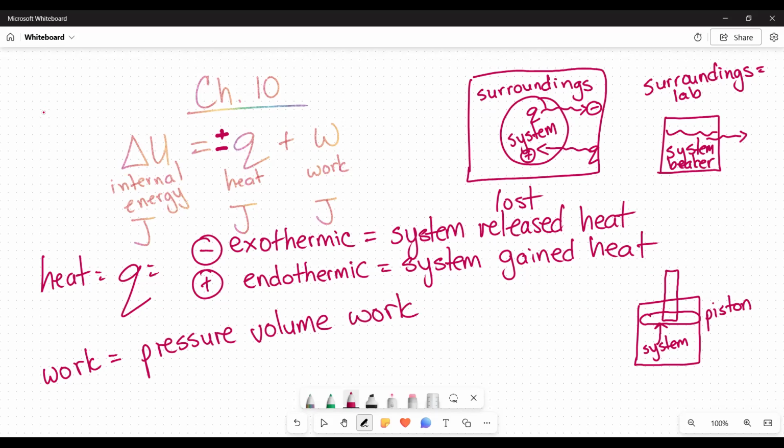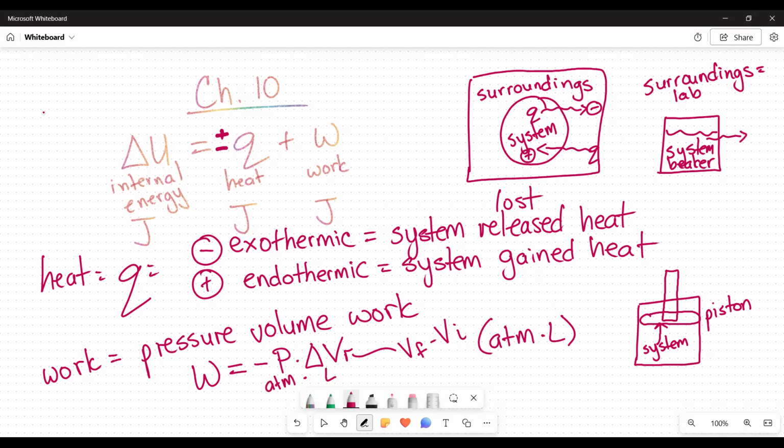We need to know how to do this calculation. Work equals negative P times delta V, and delta is always final minus initial, so this is volume final minus volume initial. The units are weird: atm times liter, because you have pressure in atm, times change in volume, in liters. But you can convert it into joules. I think it's 101.325 or something. So you can convert this weird unit of atm times liter into joules if needed. And we're going to do a practice one like that.